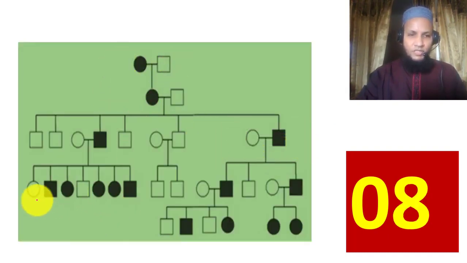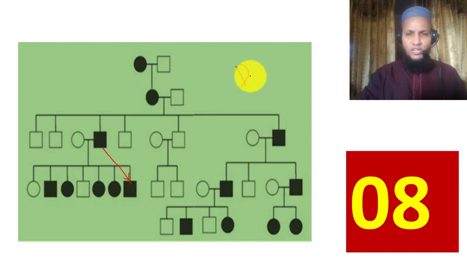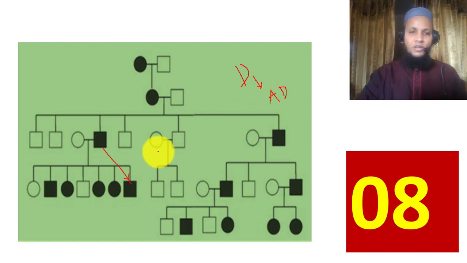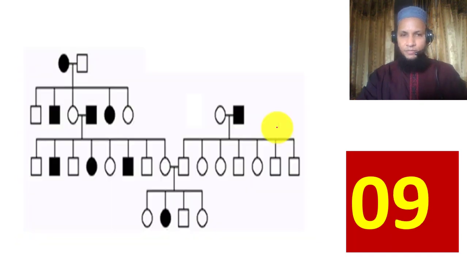In this example, you can say there is no skipping of generation. This is dominant disease, and there is male to male transmission. If there is dominant and male to male transmission, we can tell it as autosomal dominant, and both males and females are affected.